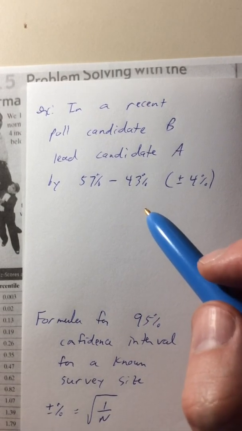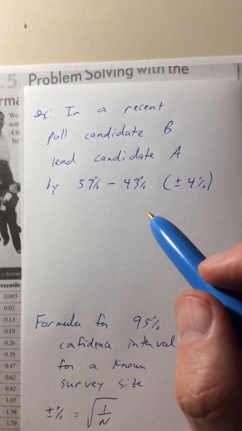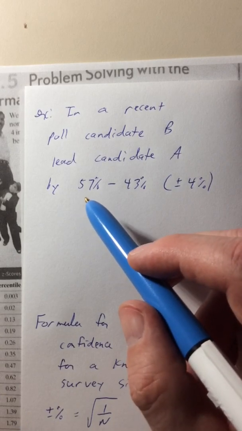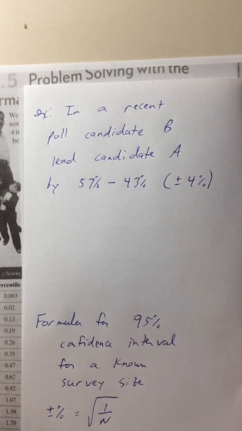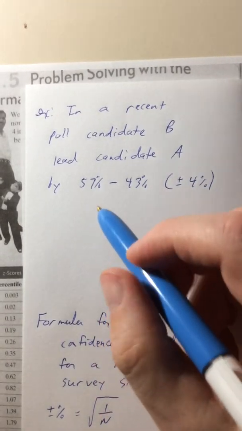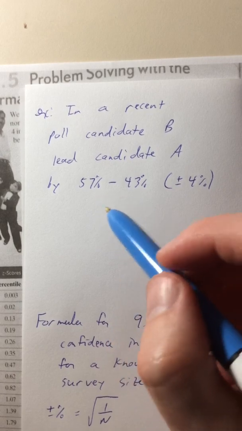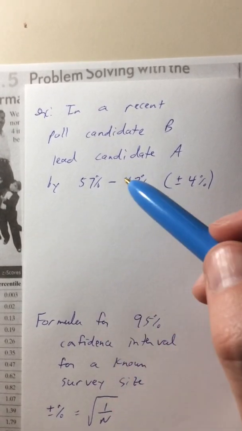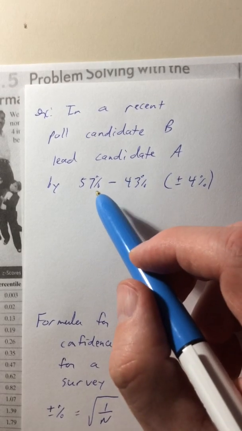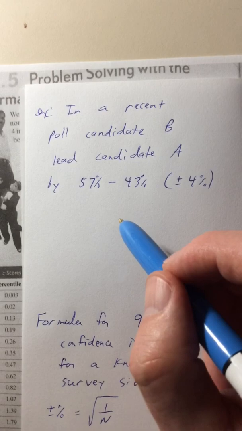So we would like to make a statement about, let's say, candidate B here. Their likelihood of winning, 57%. So this is making believe that the election was held today. If the election was held today, how would the vote go? 57% to 43%.